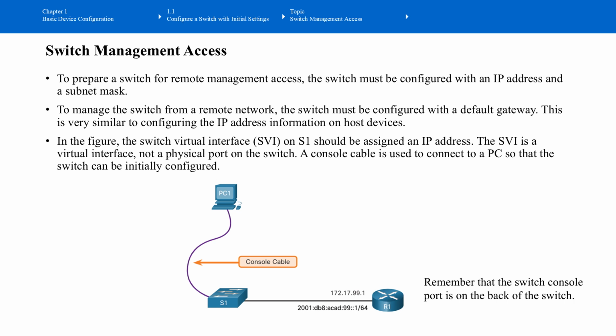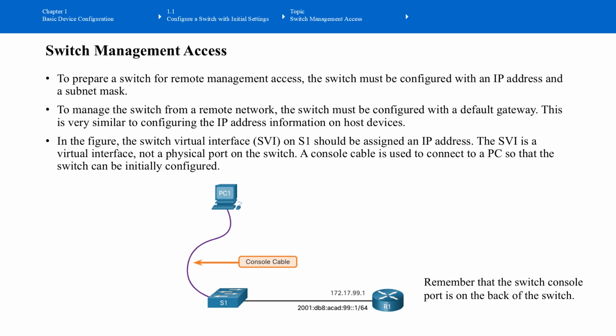To prepare a switch for remote management access, the switch must be configured with an IP address and a subnet mask. To manage the switch from a remote network, the switch must be configured with a default gateway. Just to recap, a default gateway is like a door of a room. In order for a person to enter into the room or come out from the room, the person needs a door. So the person can exit this room and explore the outside world or another room.